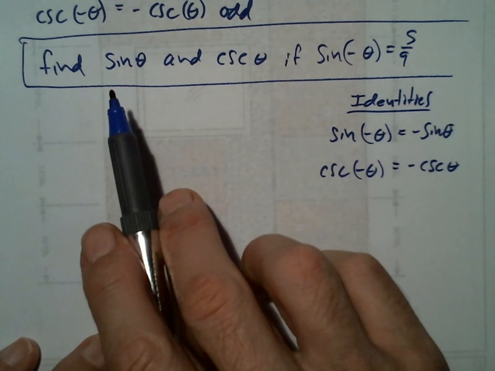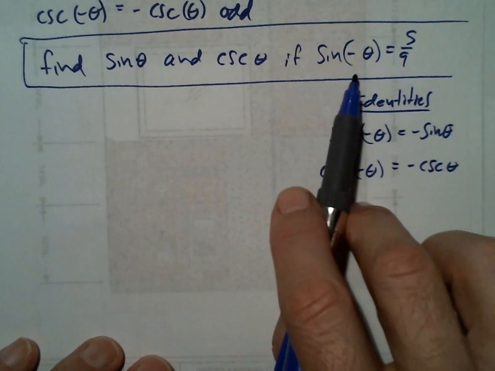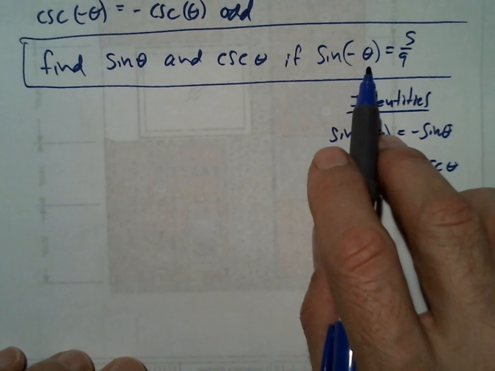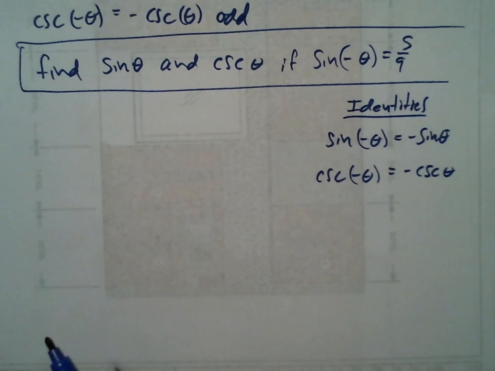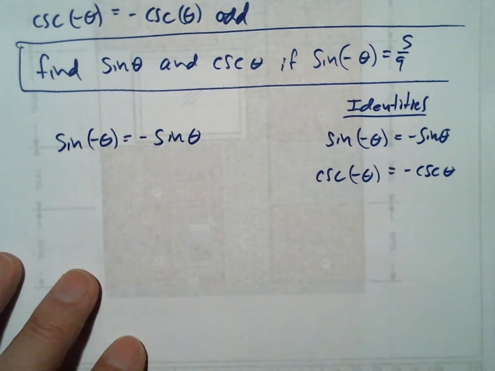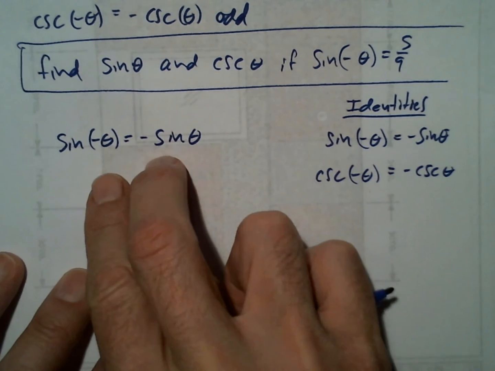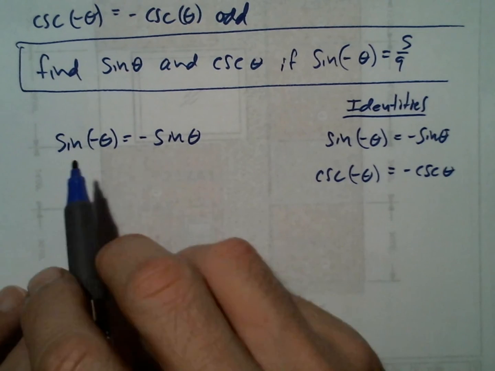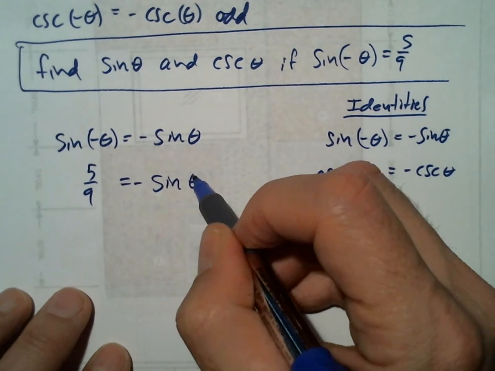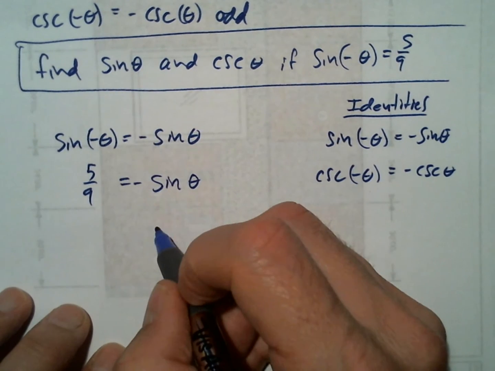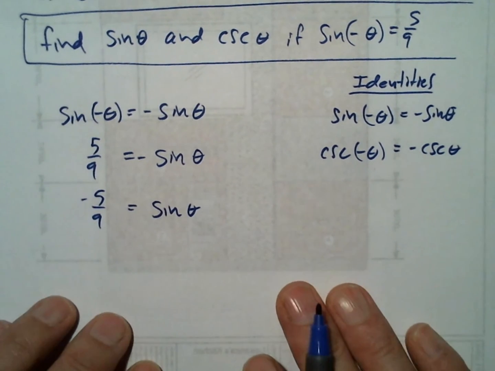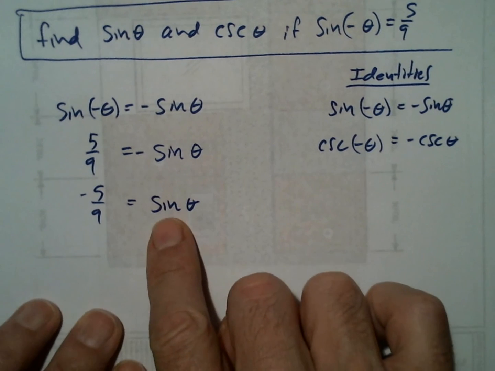Alright, and if we need to find sine, we have to use what's given to write out something that has sine theta. We don't want to know sine negative theta, we have to know sine of theta. So we know that sine of negative theta is negative sine of theta. This is the identity, and let's substitute. Sine of negative theta, we know what that equals. 5/9 is negative sine theta. We're trying to find sine theta, so now we'll just multiply by a negative, and we get that. We don't have to use this, because now we can just do the reciprocal of that.